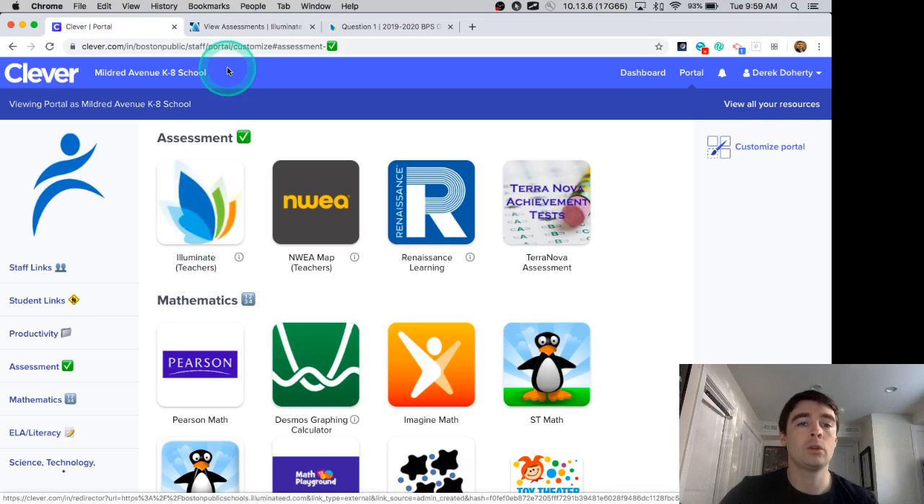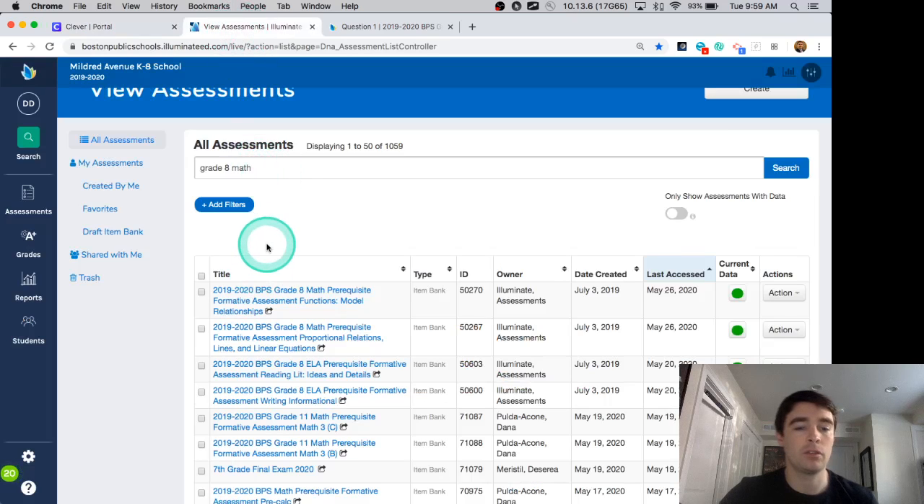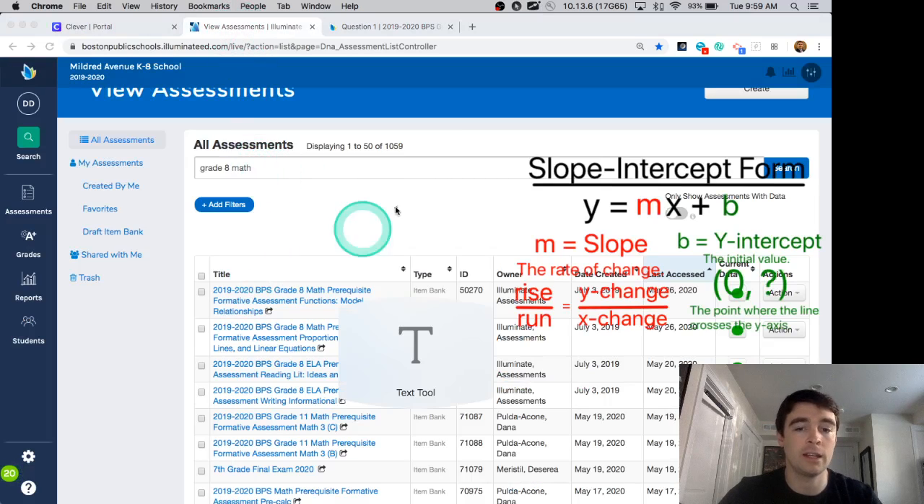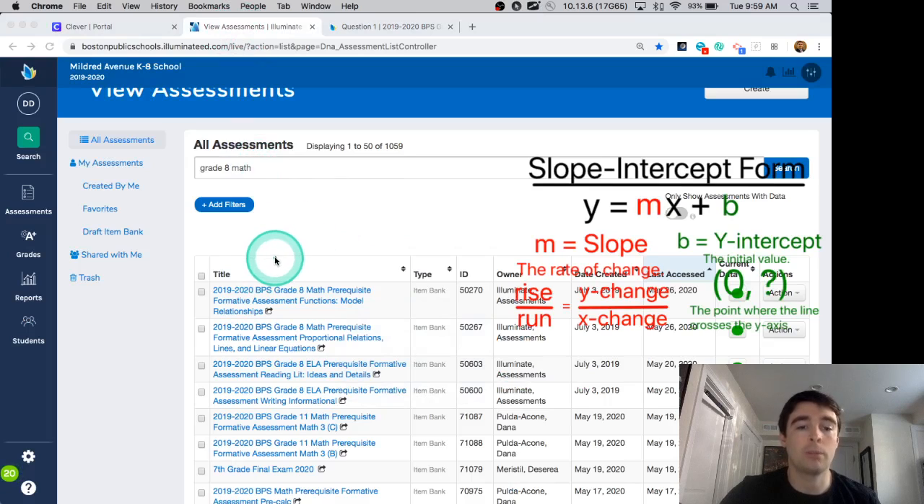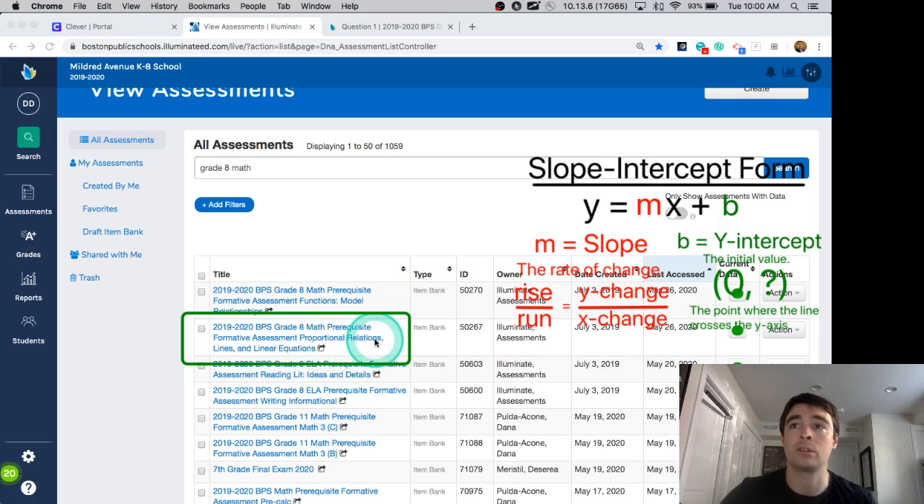When you open your Illuminate link, the first assessment that we're going to take is the assessment called Proportional Relations, Lines, and Linear Equations. And that, for you, is the one that I'm going to highlight right now in a green box. So again, we're going to take two of them. The first one we want you doing is the one called Proportional Relations, Lines, and Linear Equations. It'll look a little different on your end, but you're going to go ahead and launch that assessment.